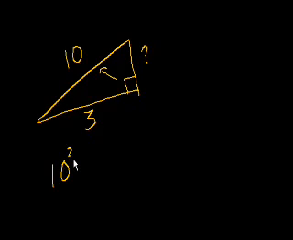Let's say that this is 10 and this is 3. What is this side? First, let's identify our hypotenuse. Well, we have our right angle here, so the side opposite the right angle is the hypotenuse, and it's also the longest side, so it's 10. So 10 squared is equal to the sum of the squares of the other two sides, is equal to 3 squared, and let's just call this a, pick it arbitrarily, plus a squared.